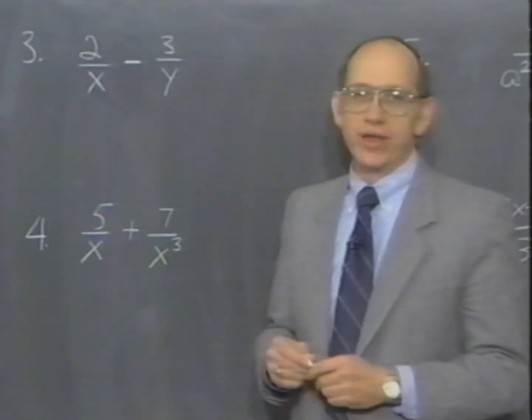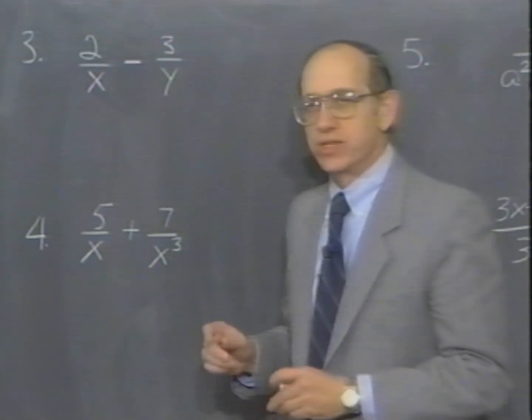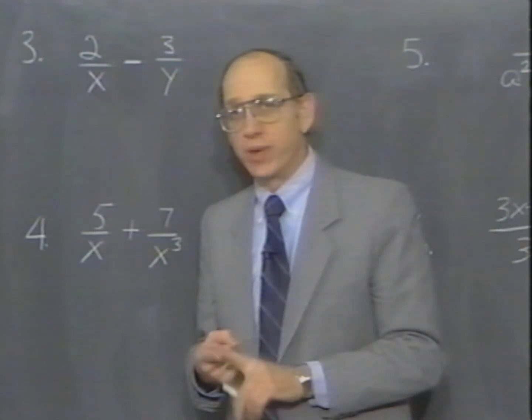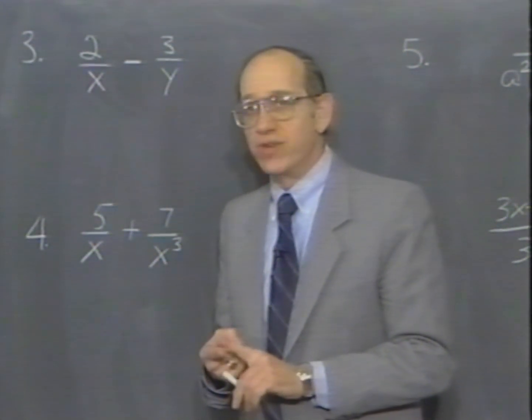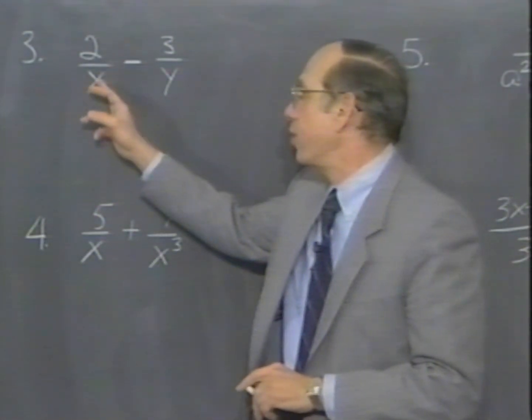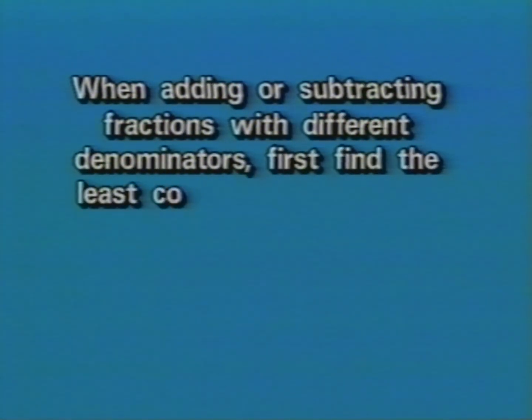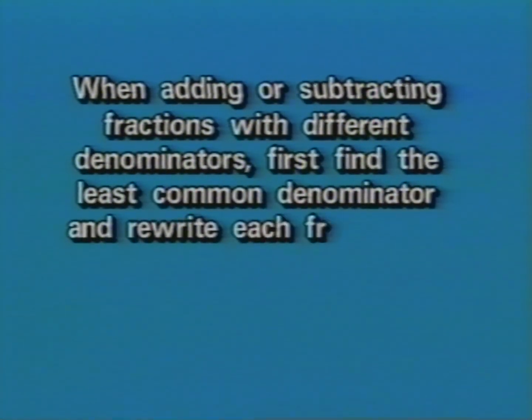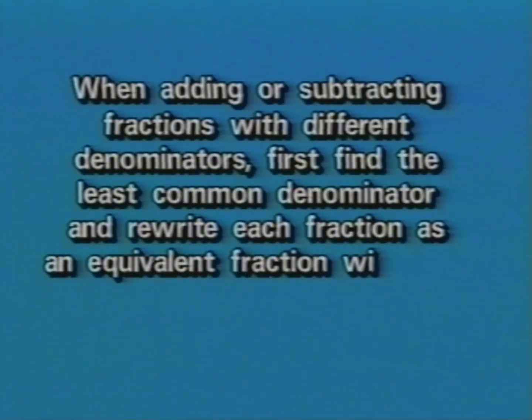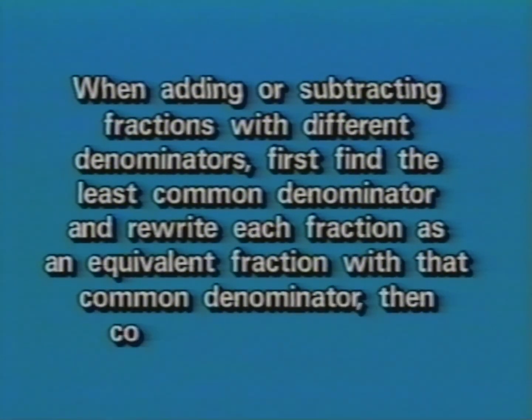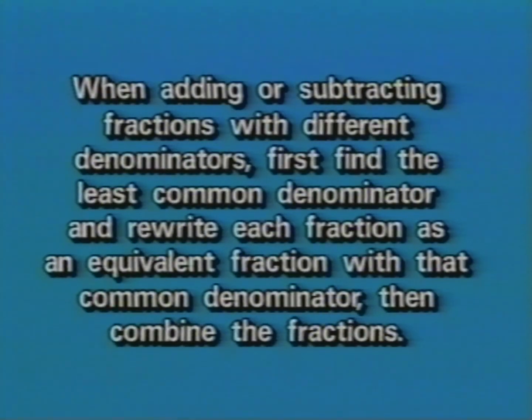In problem 3, we have our first example of the subtraction of one fraction from another where the fractions have different denominators. We have 2 over x minus 3 over y. When adding or subtracting fractions with different denominators, first find the least common denominator and rewrite each fraction as an equivalent fraction with that common denominator. Then you may combine the fractions.